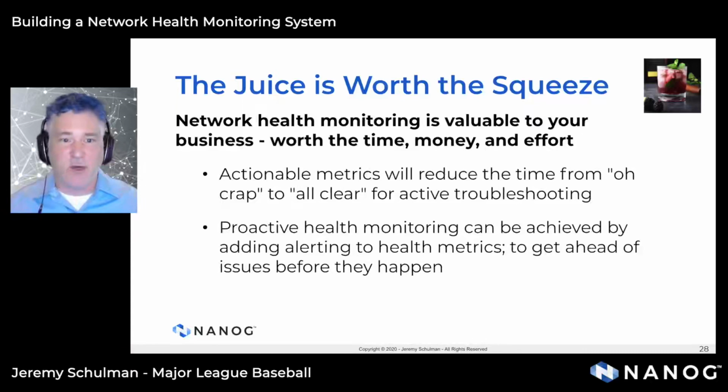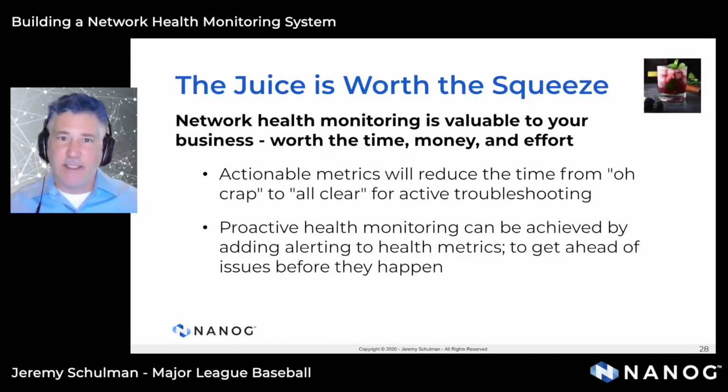Because ultimately, there's a price a business pays for the time and effort and money that's put into building these systems. And I feel that the juice is always worth the squeeze when it comes to these network health monitoring systems, because the hardest problem is trying to fix or identify or resolve issues as they occur in your network. Going from, oh crap, something's wrong in our network, to, hey, everything's fine again. Reducing that time is exceptionally valuable to businesses that need to have their networks up, like us.